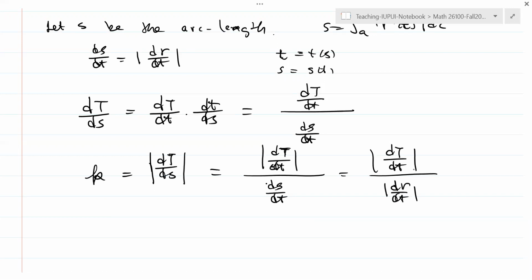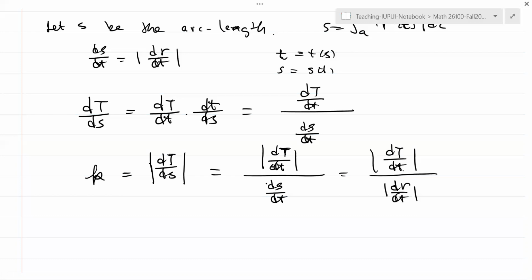So how do you compute curvature? You don't need to find s. You don't need to find the arc length. You just find the derivative of the vector function with respect to t, then you normalize it to get a unit tangent vector. Then you differentiate with respect to t and take the length. That's the numerator. The denominator is just the length of the tangent vector of the original parametrization. This is the formula.